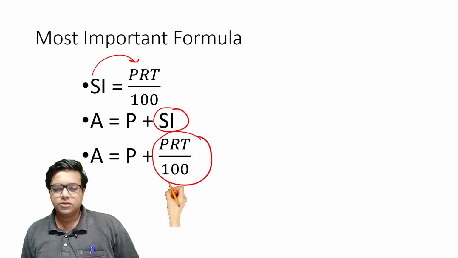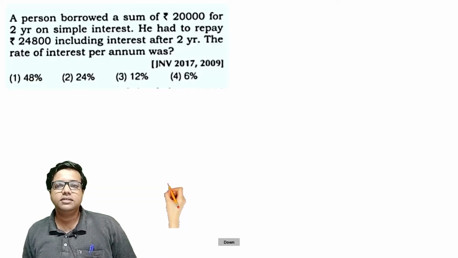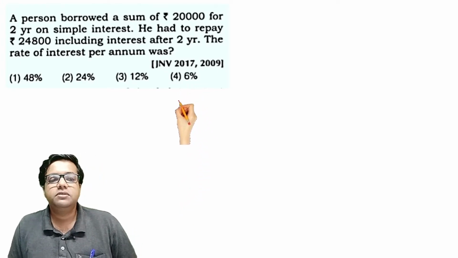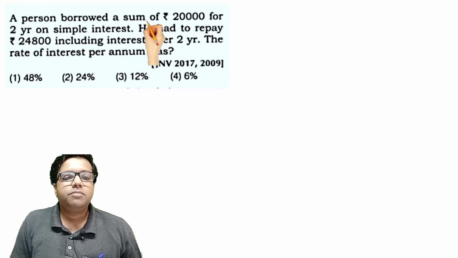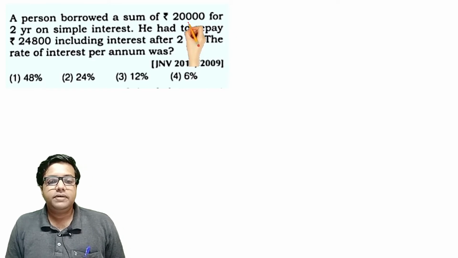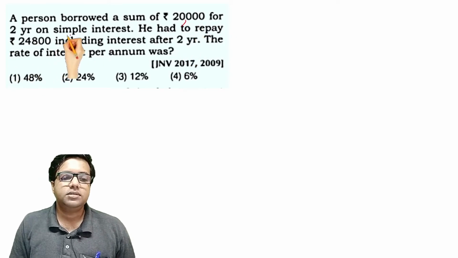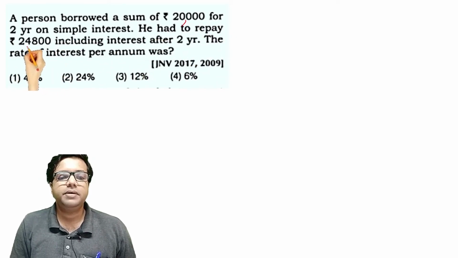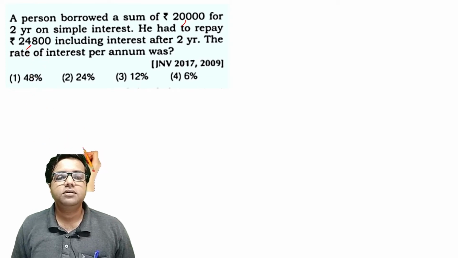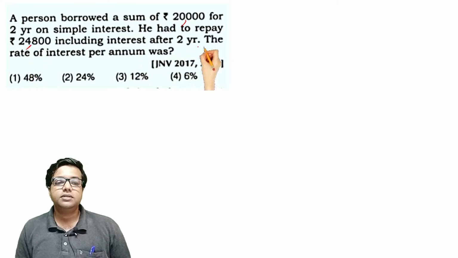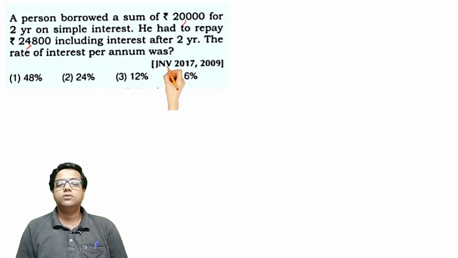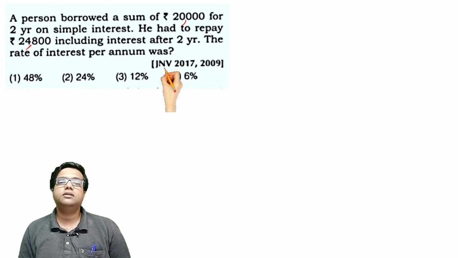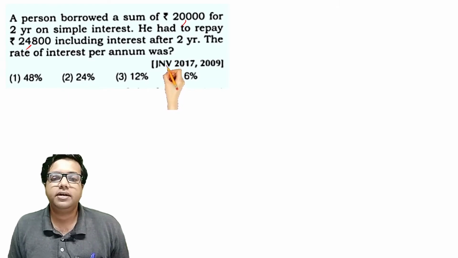Having learned this, let's go ahead and solve the questions. A person borrowed a sum of 20,000 rupees for 2 years on simple interest. He had to repay 24,800 rupees, including interest, after 2 years. The rate of interest per annum was what? All the rest of the information is given to us. The only thing we need to find is the rate of interest.